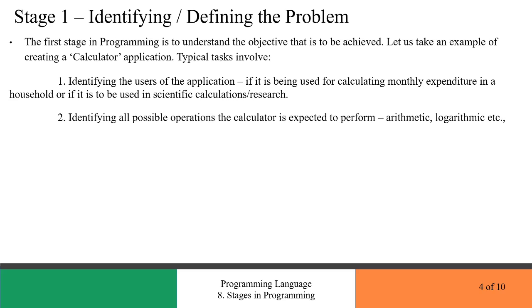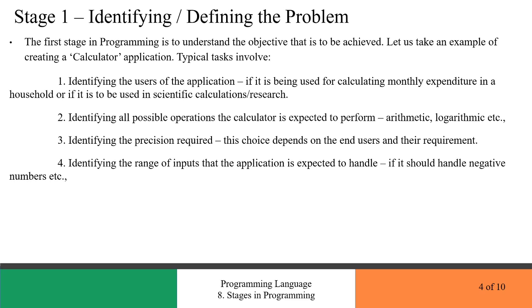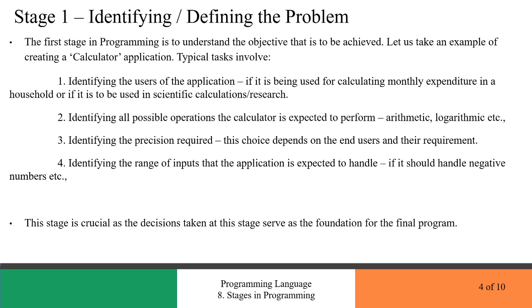Identifying all possible operations that the calculator is expected to perform, namely arithmetic, logarithmic, etc. Identifying the precision required. Precision refers to the number of decimal points, that is the fractional component. Identifying the range of inputs that the application is expected to handle. Here, we are developing a calculator application. We should try to understand from the end users if the calculator is supposed to handle negative numbers, etc. This stage is crucial as the decisions that are taken at this stage serve as the foundation for the final program. Thus, the end result of this stage is an understanding of what to build.